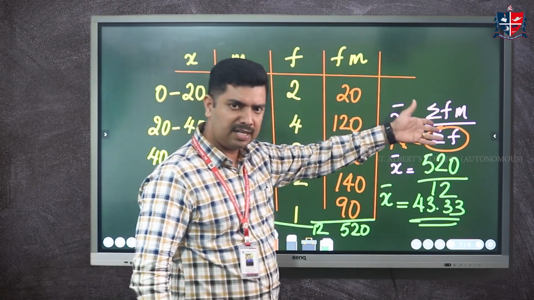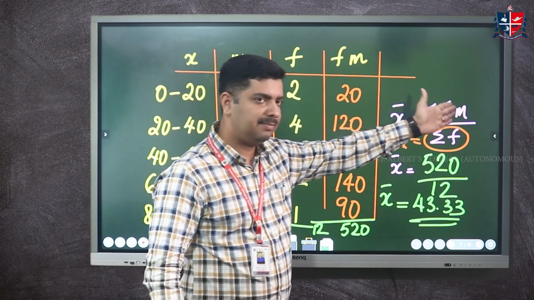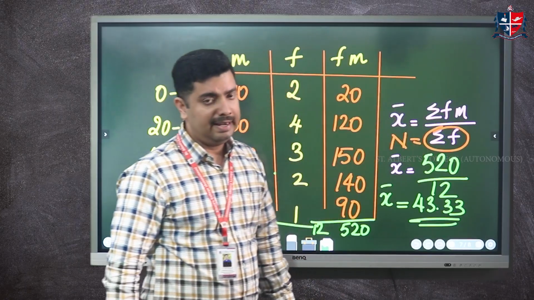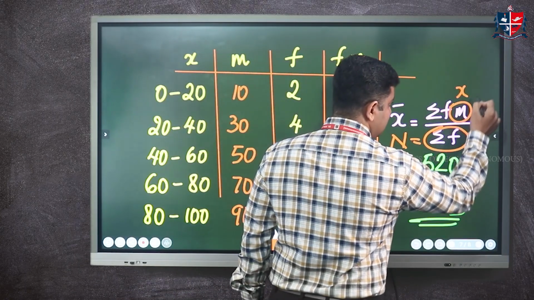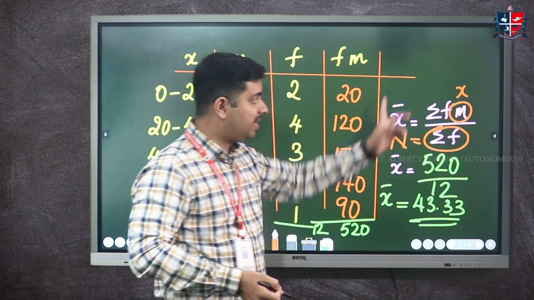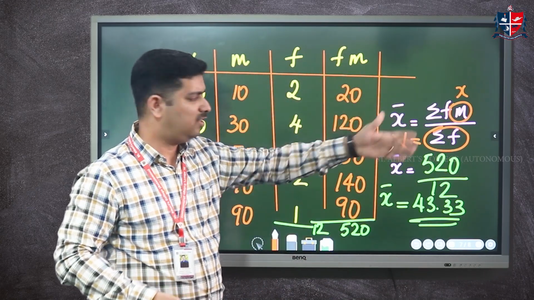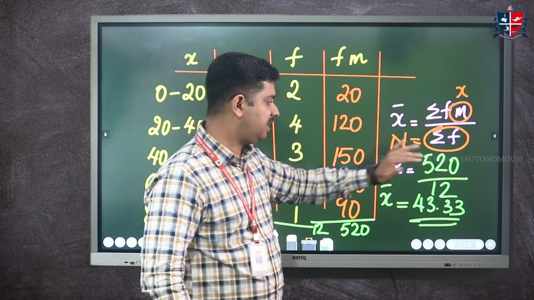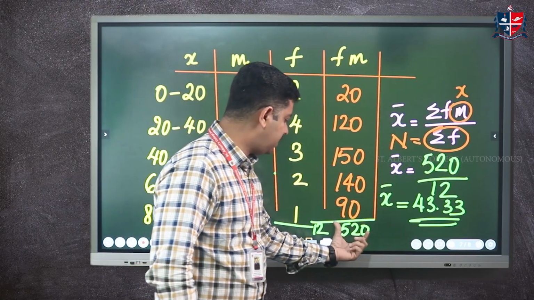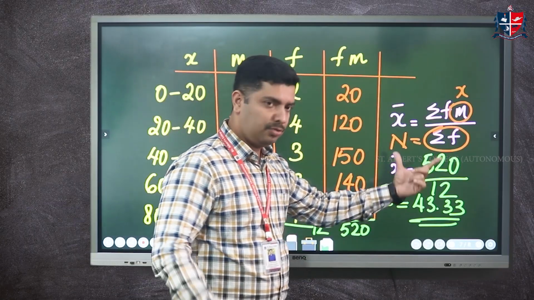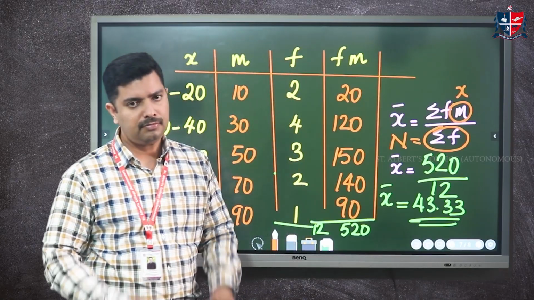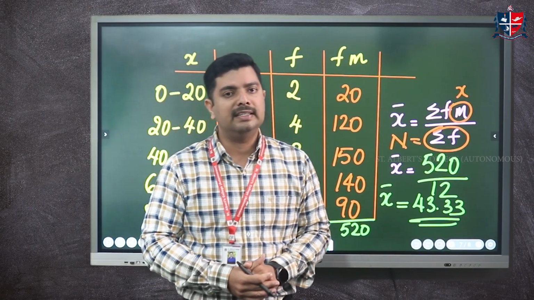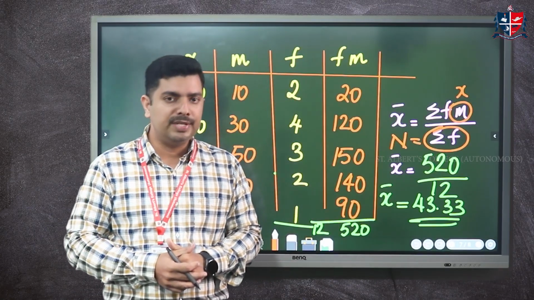So in some textbooks, the formula will be sigma Fm by N. In some other textbooks, m will be replaced by X itself, and they will say that X is the midpoint. Anyway, you can use any formula, but this is the concept. Then you divide 520 by 12. Use your calculator. You will get 43.33. So this is how you find the mean for a continuous series.